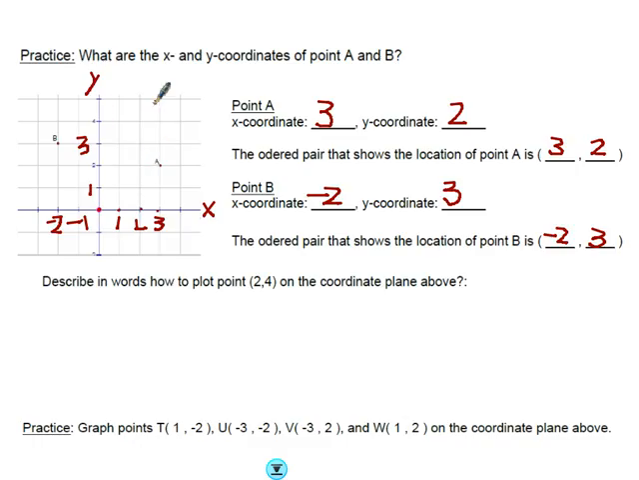Now, the next question is asking you to describe in words how to plot the point 2, 4 on the coordinate plane. 2, 4: the x-coordinate is 2, the y-coordinate is 4. You have to start with the x-coordinate as a positive, so starting on the right side, and then positive 4, so you're going to move up 4. 1, 2, 3, 4. The point right there is going to be 2, 4. Now our job is to describe in words how we plot it. I'm going to explain it to you and we're going to describe it together.